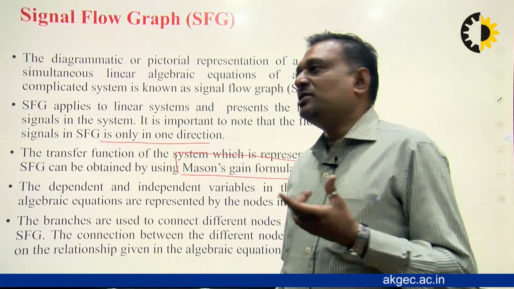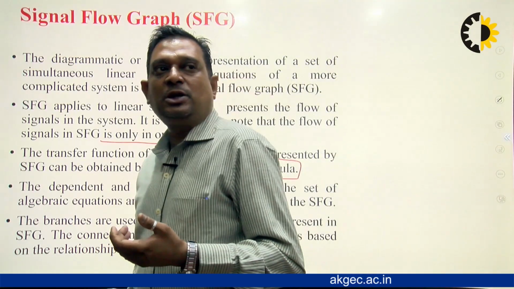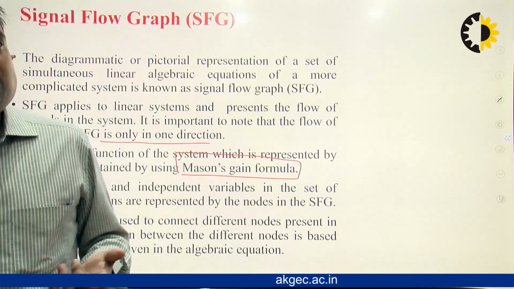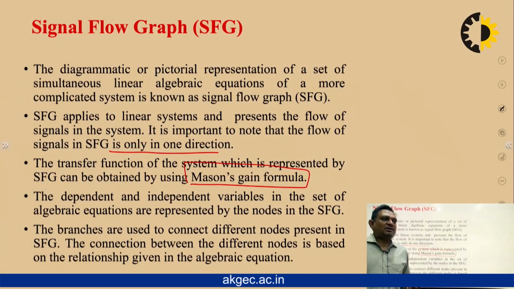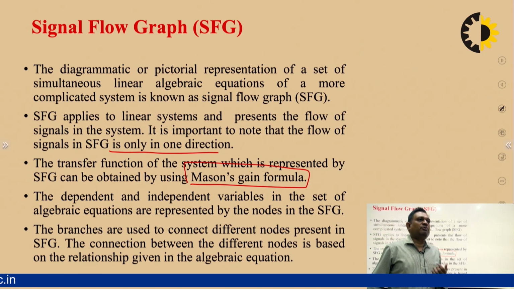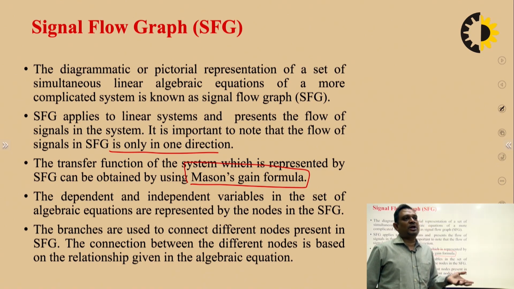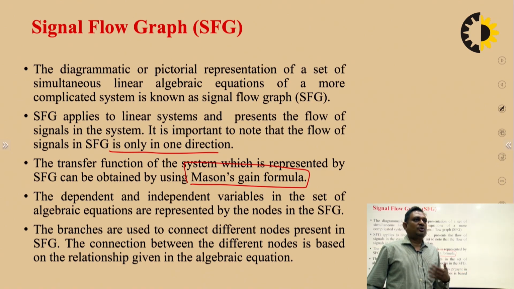In Mason's gain formula, we find the overall transmittance simply by checking how many forward paths there are in the system, how many loops, and non-touching loops. We find those forward paths, loops and other things, and based on Mason's gain formula, we can find the overall transmittance. The dependent and independent variables in the set of algebraic equations are represented by nodes in the SFG.